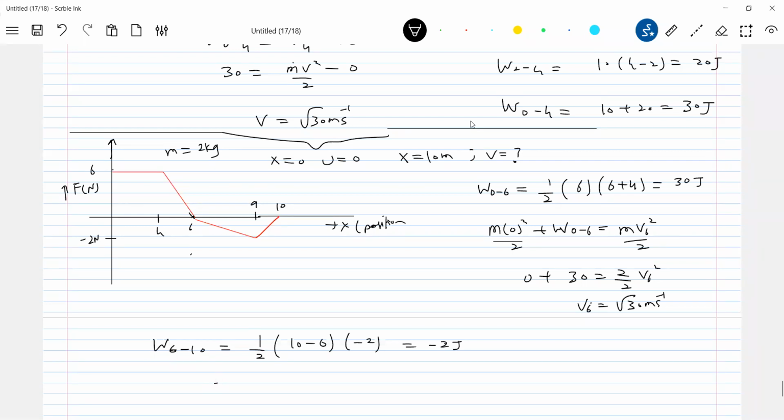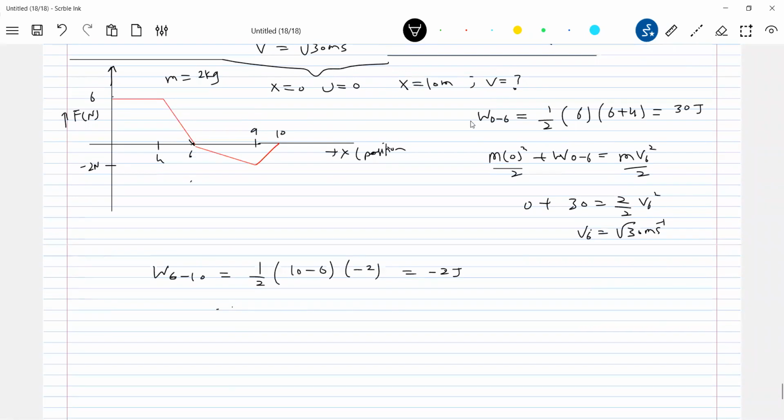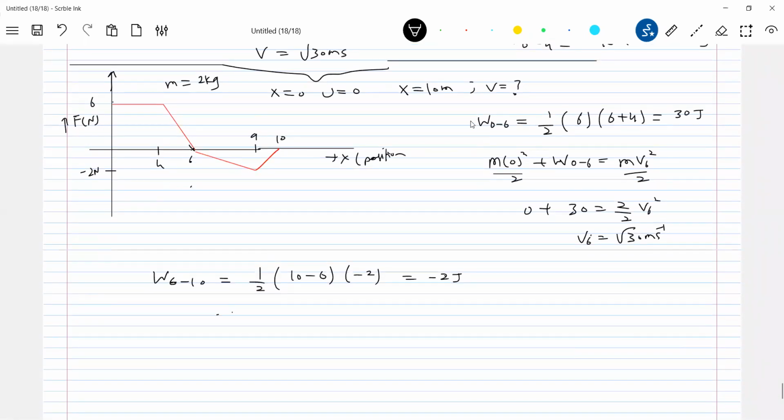So now we'll go for it. The speed of the object at 10 is asked. So I'll go for the Work-Energy theorem. What does the Work-Energy theorem say? There is minus 4 joules. Yes. So the Work-Energy theorem says: half m 0 square plus work done, work from 6 to 10 is minus 4, from 6 to 10, equals half m v10 square. Substitute all this. So this will be 0 plus 30 minus 4, 2 by 2.